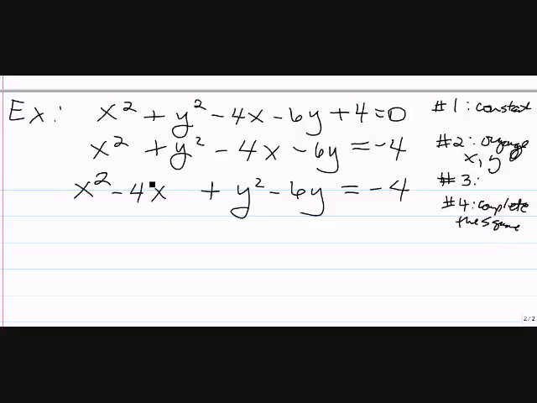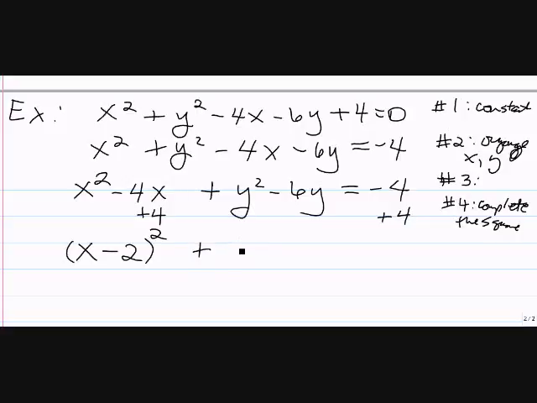Okay. For completing the square, I take my x squared minus my 4x, and that becomes x. Negative 4 divided by 2 is negative 2. So this becomes x minus 2 squared. But x minus 2 squared is x squared minus 4x plus negative 2 squared. Add that to both sides.